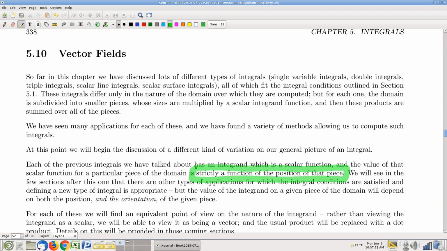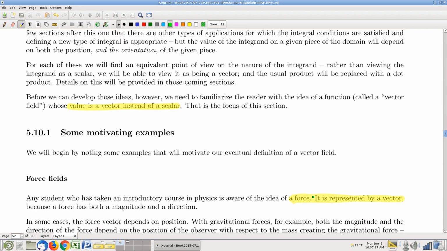It's going to depend on how that piece of surface is oriented. That's real hard to see this coming right now. But there are some significant oddities that we have never yet experienced that are going to rear their ugly heads with our next kinds of integrals. So anyway, we need to talk about these things. Specifically what's going to happen is our integrands are going to be vectors instead of scalars.